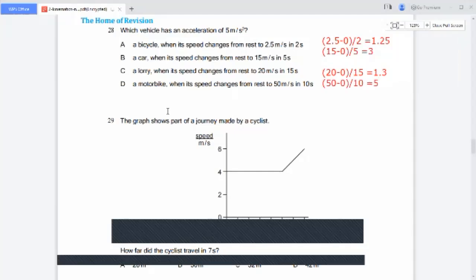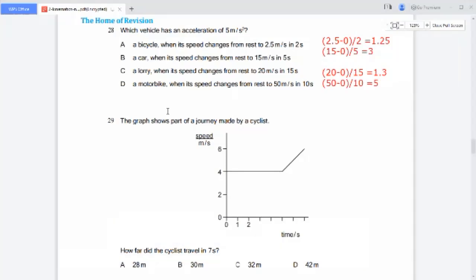So the demand of the question was which vehicle has an acceleration of 5 meter per second. So here is 5 meter per second, so you can see that the last one has the answer of 5 meter per second and the correct answer is D. So this is our correct answer.